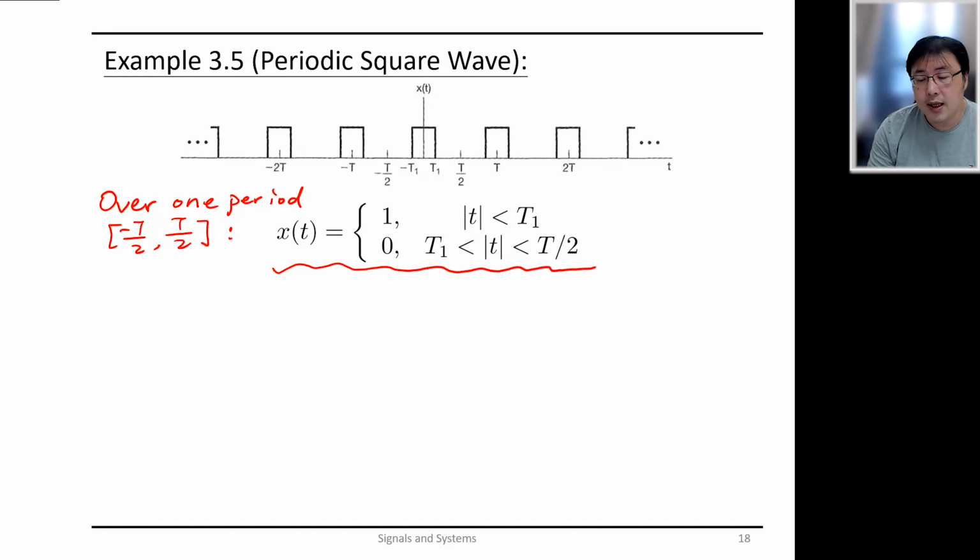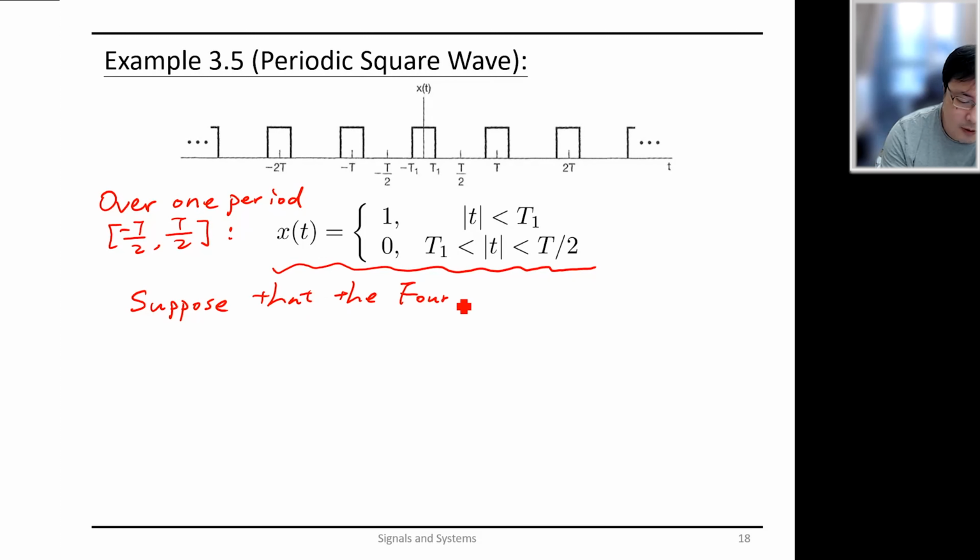Now, let us suppose for now that this signal has a Fourier series representation. So let's suppose that the Fourier series representation exists.